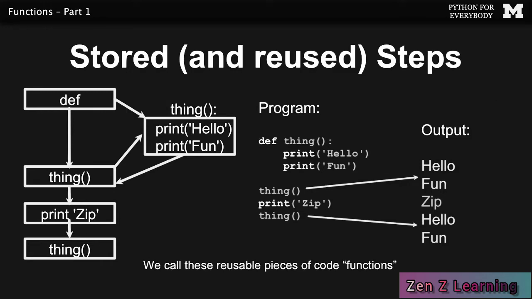So what happens is def does nothing but remember. Thing then says, oh, let's go back and run that thing. Run those 2 lines, so out come hello and fun. And then it comes back down to here, runs this print statement, so out comes zip. And then it says, oh, run that code again. So this is the don't repeat yourself part. Run this, print, do it again, and now the program's done. So it comes back here.